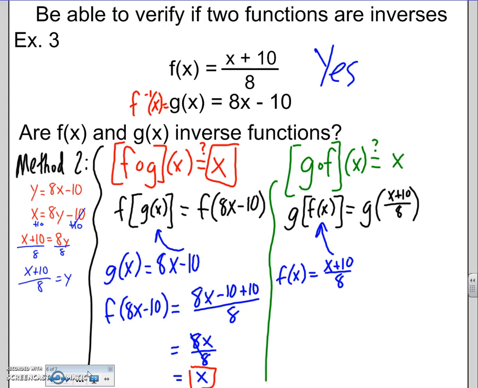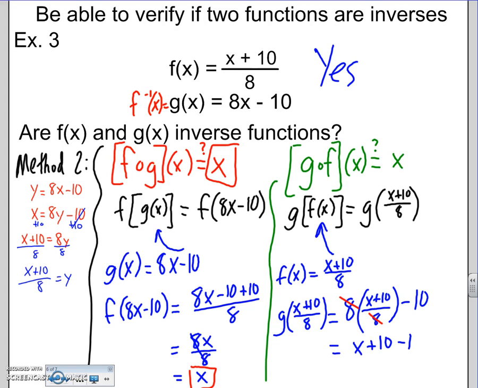Let's do that problem next. G of that fraction x plus 10 over 8. So equation g, plug in for x. So that is 8 times x plus 10 all over 8 minus 10. The nice thing is these 8s cancel out. 8 times that fraction, 8 all over 8, cancels out. So this is just x plus 10 minus 10. Well, the 10 minus 10 cancel out, so it's just x. All right, so that is true. This did match that.